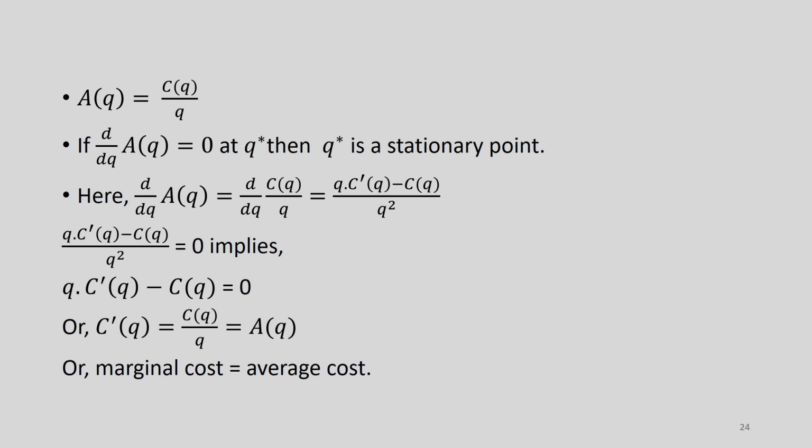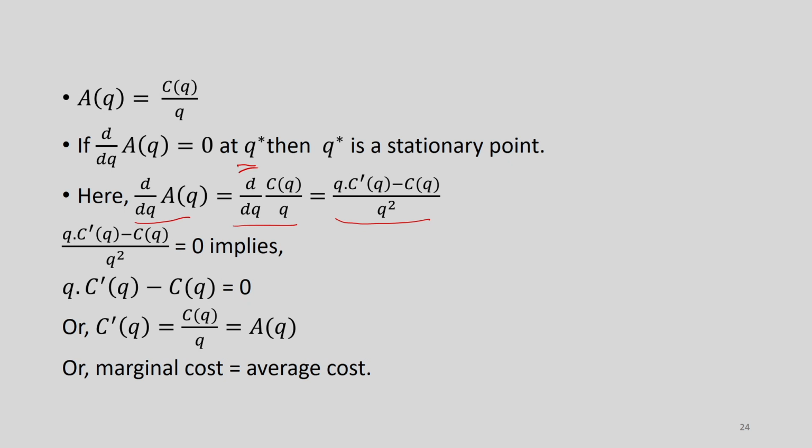So, as given in the question, A(q), the average cost, is equal to C(q) divided by q. C(q) is the cost function. Now, if the derivative of A(q), the average cost, is equal to 0 at q star, then I can call q star a stationary point of the A(q) function. So, I take the derivative of the average cost function, and I apply the quotient rule. So, I get q multiplied by C prime q minus C(q), divided by q square.